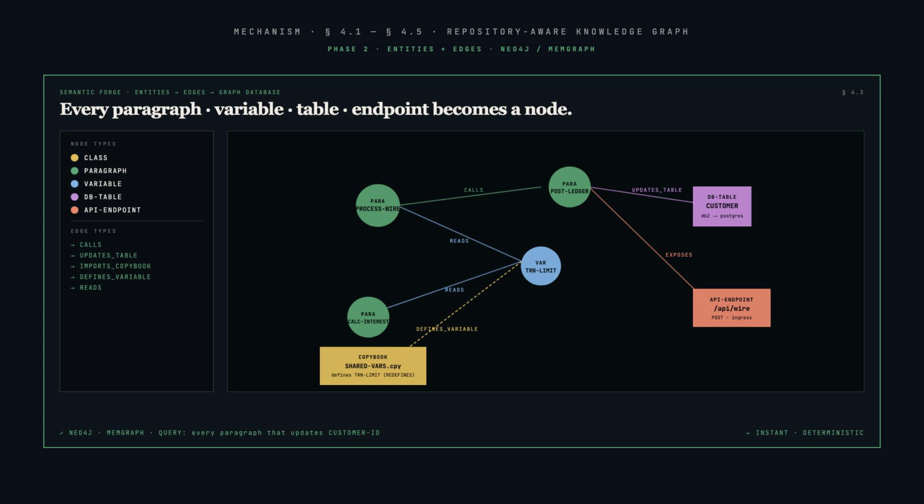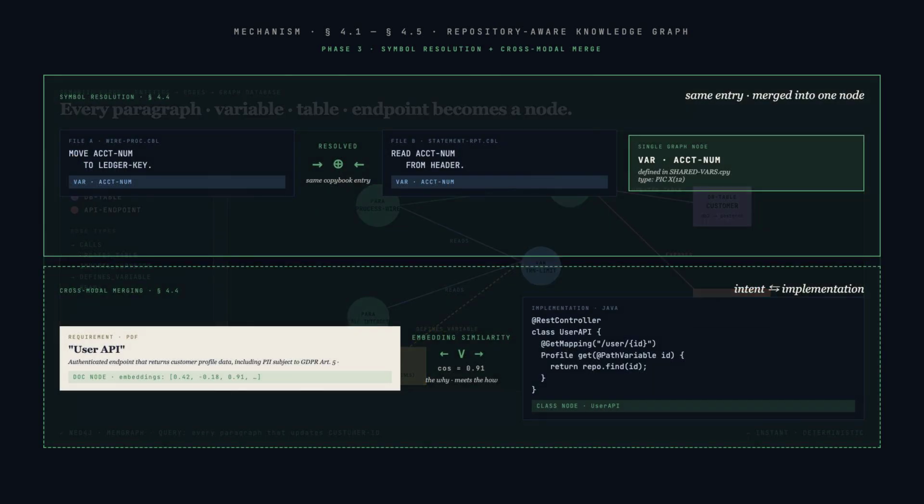Phase 2. The semantic forge extracts entities and relationships into a graph database. Entities are classes, paragraphs, variables, database tables, API endpoints. Relationships are explicit edges. Calls connects a paragraph to the subroutine it invokes. Updates table connects a logic block to the DB2 table it modifies. Imports copybook connects a source file to its dependency. Defines variable connects a data division to the variables it creates.